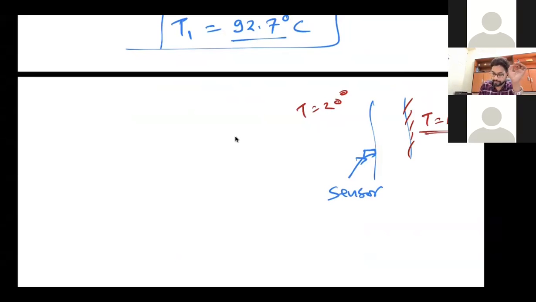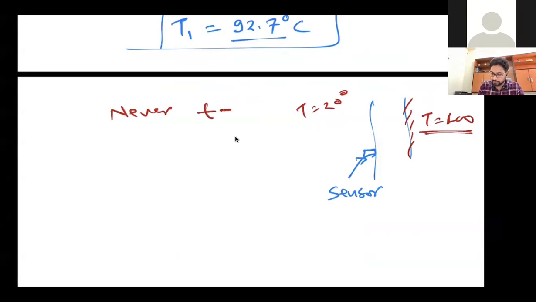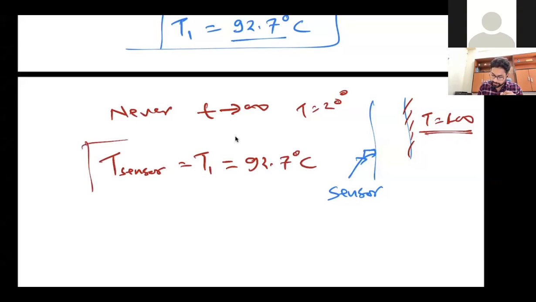So the correct answer is it will never be able to sense that temperature. Even if time goes to infinity, it will never reach that temperature. But what maximum temperature will it reach? T1, let's say we call it TS for now. Instead of calling it T1, we call it T sensor, which is actually equal to T1. The maximum temperature that it will show is 92.7 degrees Celsius.